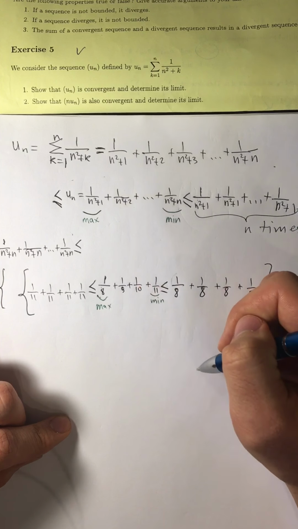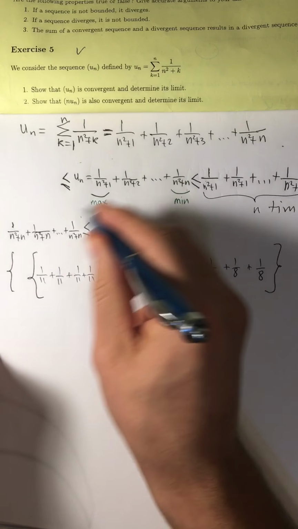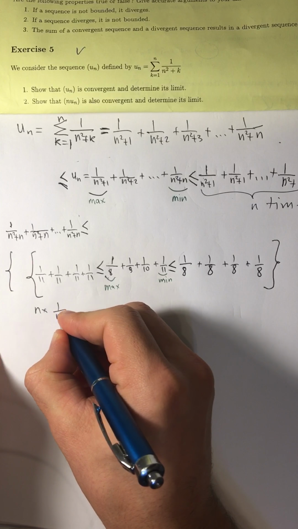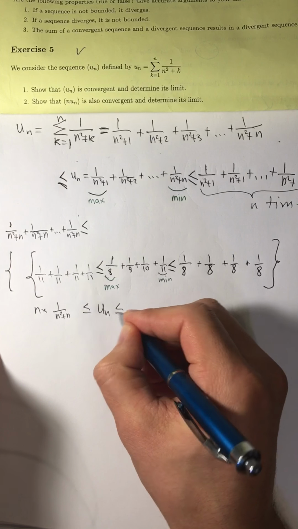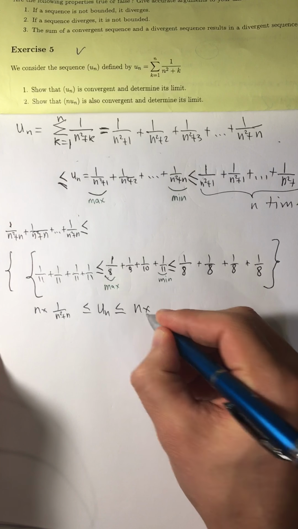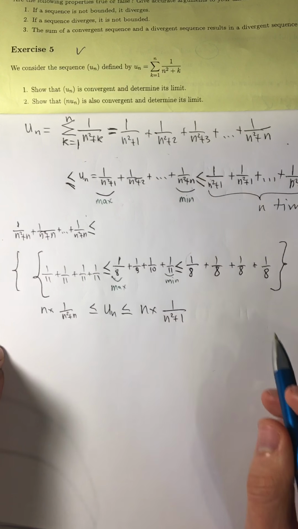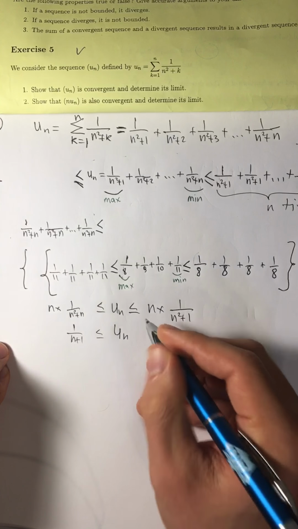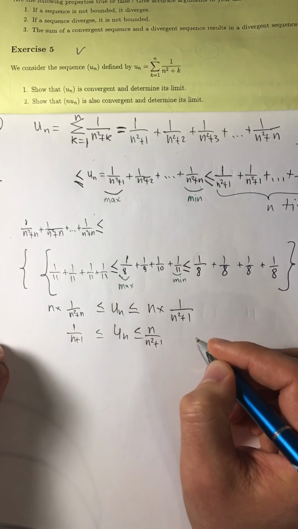If you don't understand this, just do 5 push-ups and then watch the video again, and then you will understand. Okay, now let's continue. From here to here, how many fractions do I have? n. So it's n times 1 over n squared plus n. So u_n is less than or equal to n times 1 over n squared plus 1, because we have n fractions. And now let's do the cancellation part: 1 over n plus 1 is less than or equal to u_n, which is less than or equal to n divided by n squared plus 1.